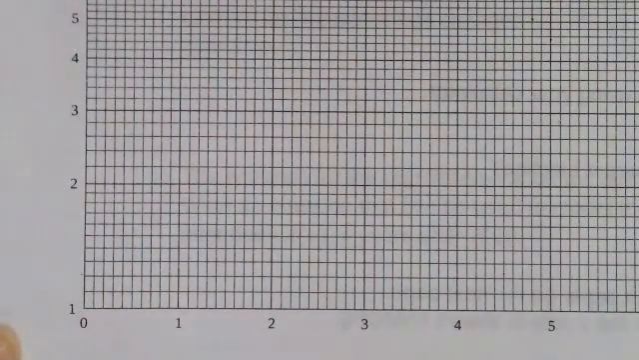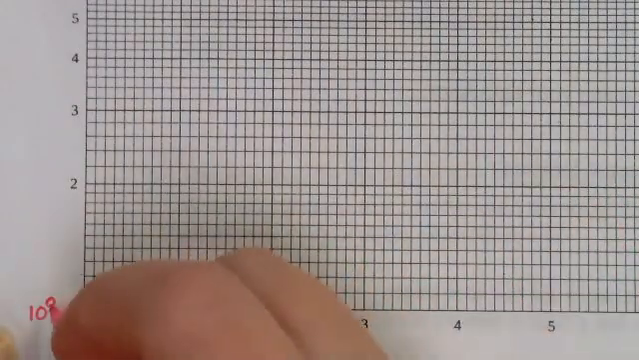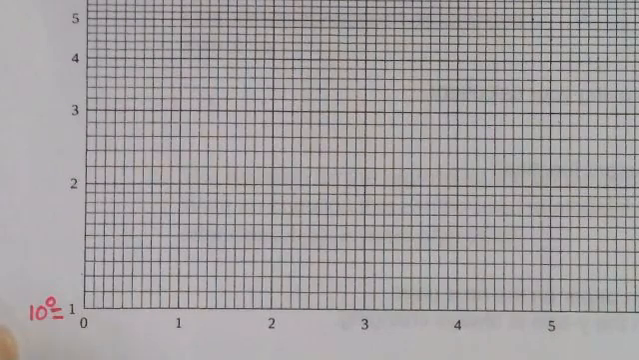And the reason they're starting at 1 is because they're starting where you have 10 to the 0 power. Remember, anything to the 0 power is just 1. So that is starting at 10 to the 0, which is 1.